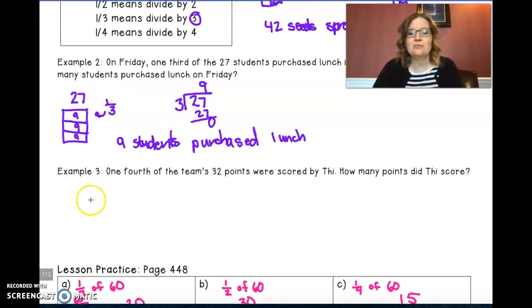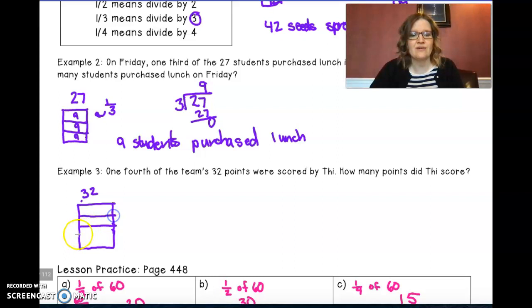1/4 of the team's 32 points were scored by Ty. How many points did Ty score? So we've got 32 points. If I were to make this into a cute little box, my little pencil is having an issue. This is 32, and he scored 1/4 of them. So I cut this in half, cut this in half. Now guys, I'm hoping that you're better at dividing this than me. So if this were to represent all of the points, this is how much Ty scored.